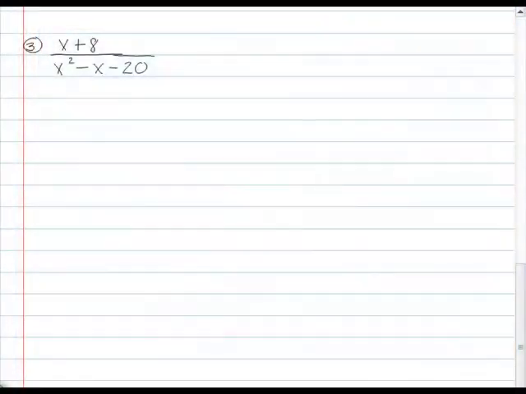So for our third example, we have x plus 8 over x squared minus x minus 20. Again, the first step for finding a restriction is always to set the bottom equal to 0. So we've got x squared minus x minus 20 equal to 0. Again, remember, if you see a squared, that means we're going to have to do some type of factoring. Since this is a trinomial, we're going to factor it into two parentheses.